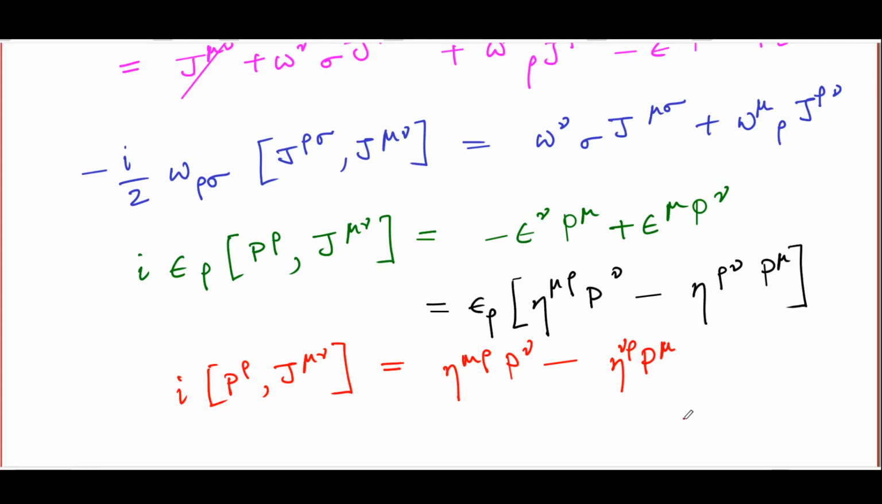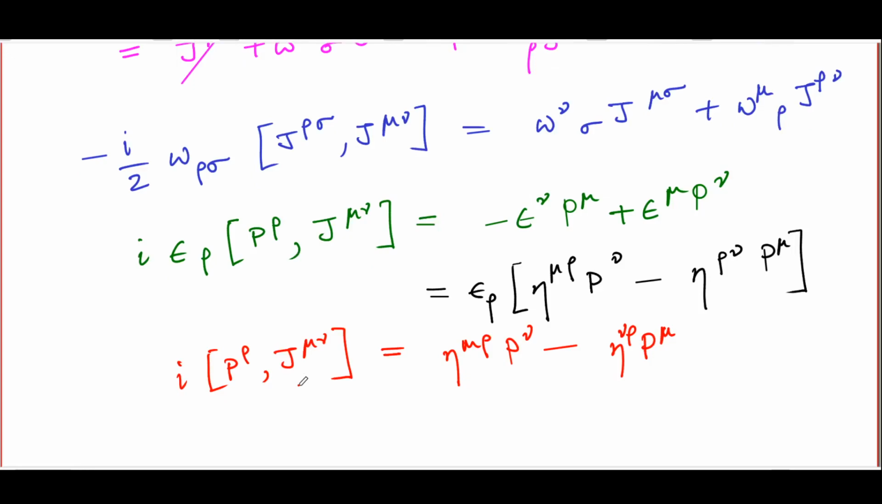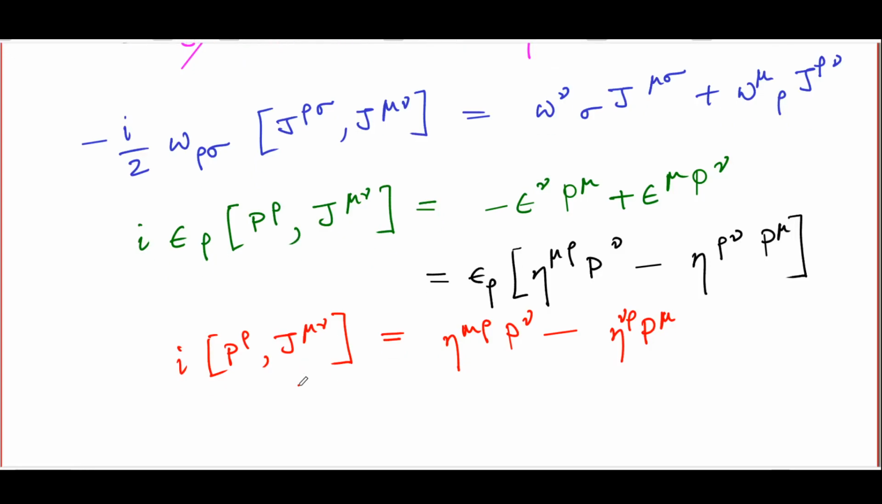So this is the commutator of the momentum operators with the angular momentum operators. Now, figuring out the commutation relation between the J's takes a slight amount more work. The only reason for that being that the omega rho sigmas are not independent of each other. They are antisymmetric under the interchange of rho and sigma.